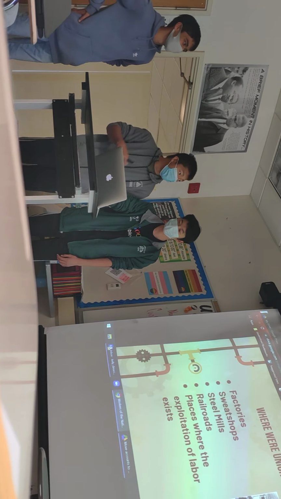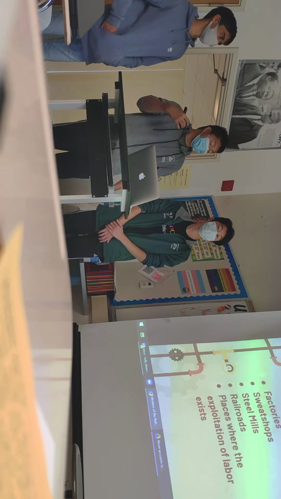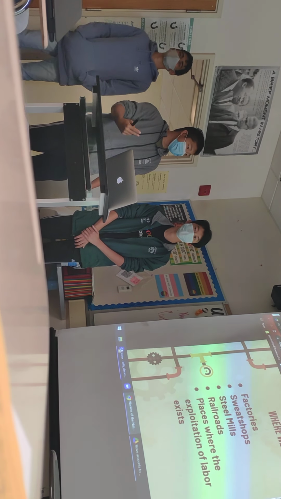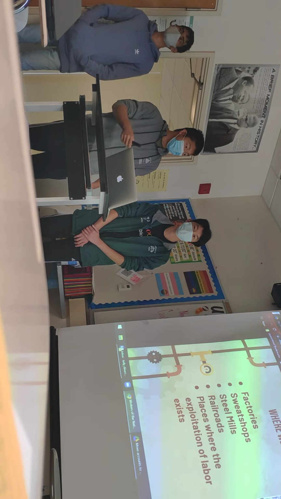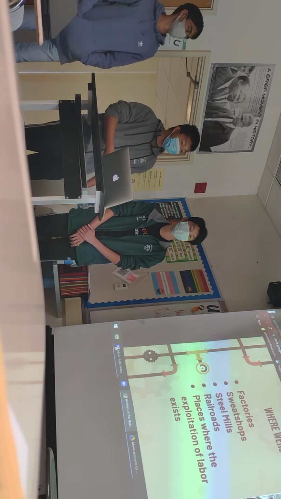So where were the unions formed? They formed anywhere where the exploitation of labor existed. That means mostly factories, sweatshops, steel mills, railroads, and all these places where a bunch of people work and are being treated badly.